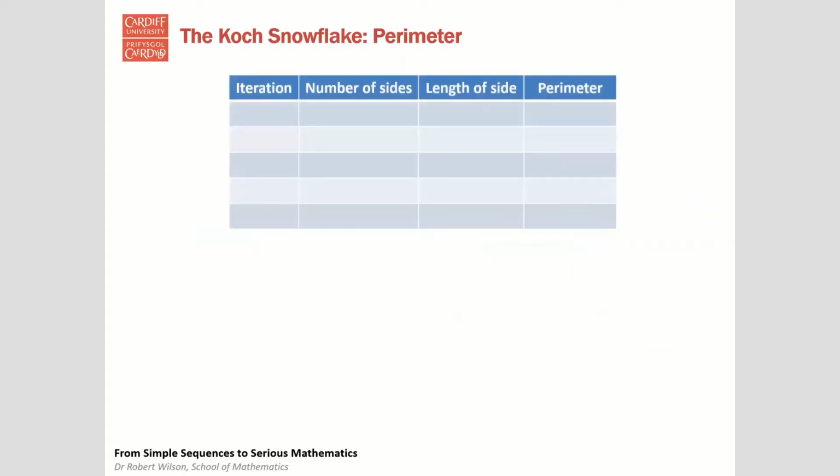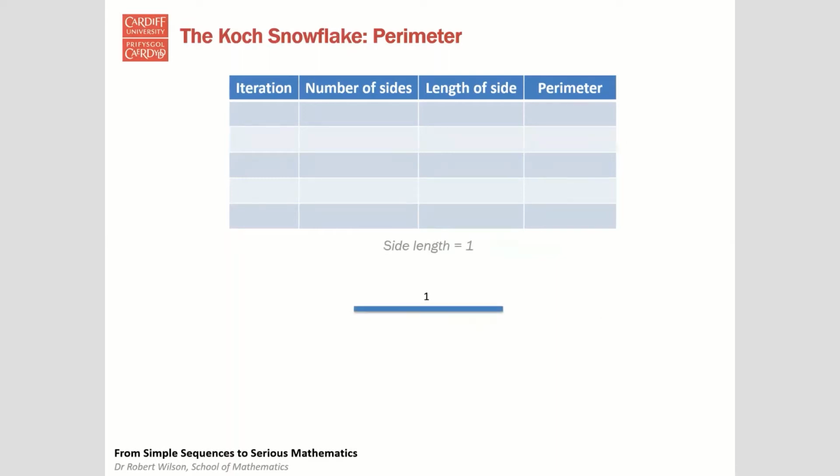In particular, let's investigate what happens to the perimeter of these shapes. We're going to record the following pieces of information at each iteration, at each step. And in particular, we're interested in what happens to the perimeter as the number of iterations gets larger and larger.